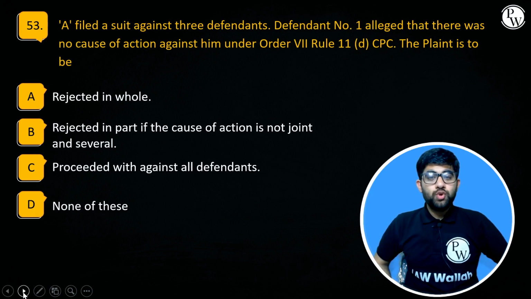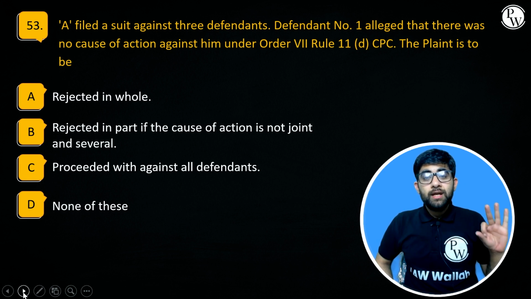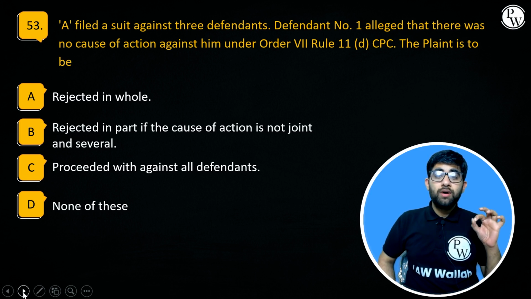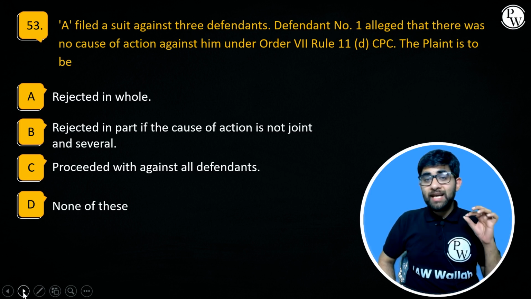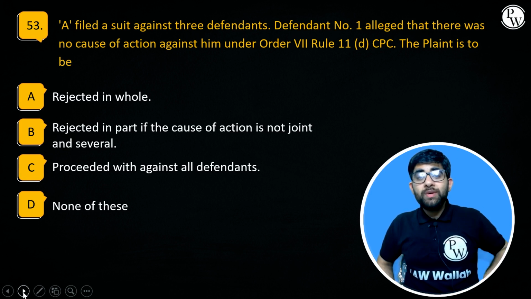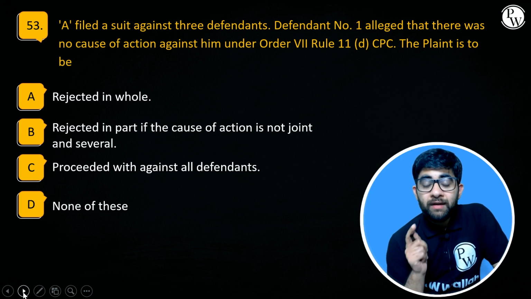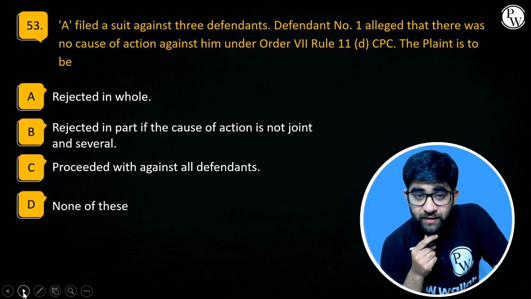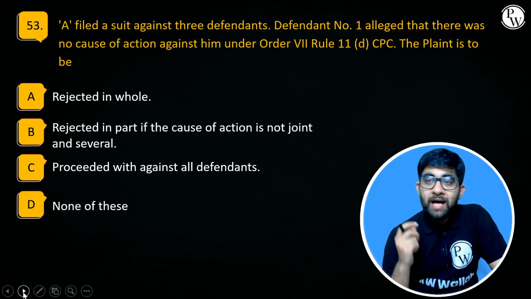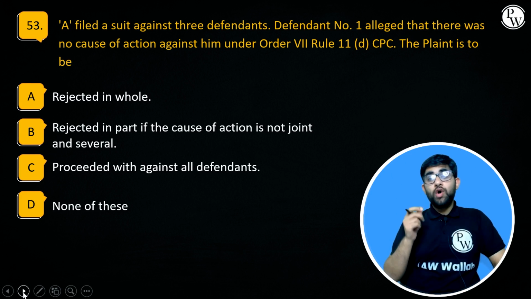53. A files a suit against 3 defendants. Defendant number 1 alleged that there was no cause of action against him under Order 7 Rule 11(d). The plaint is to be rejected in whole, rejected in part if the cause of action is not joint and several, proceeded with against all defendants, or none of the above. The answer to this is proceeded with against all defendants.